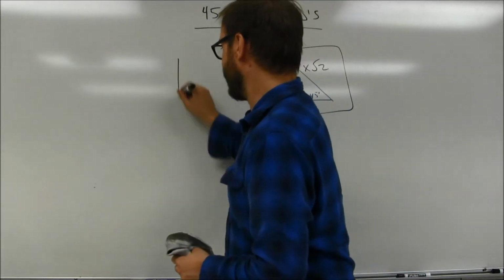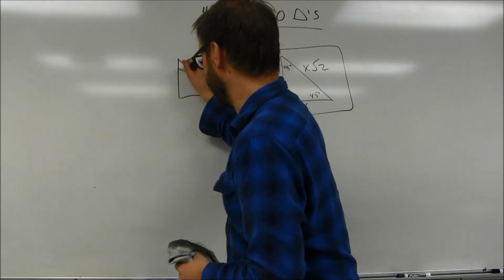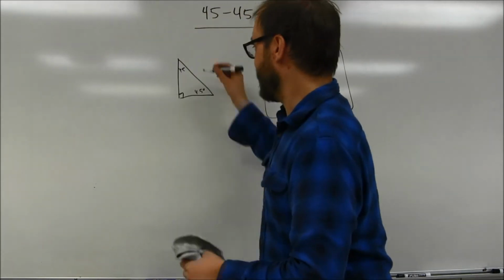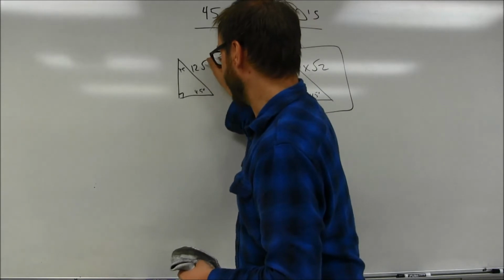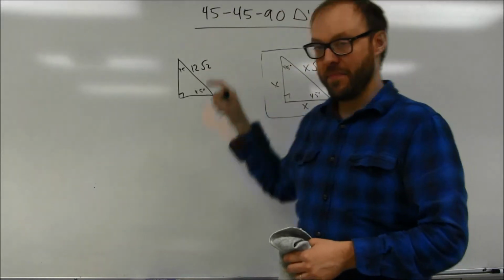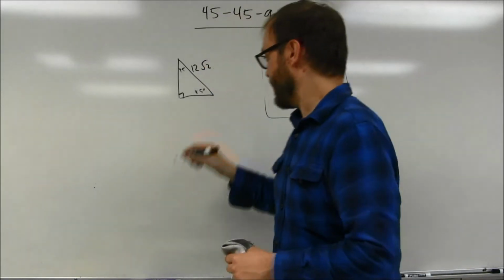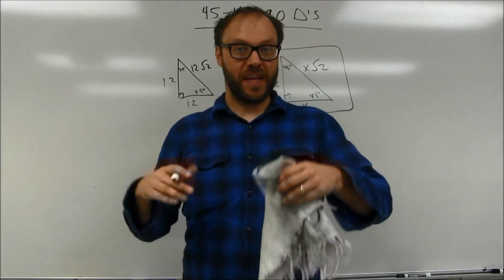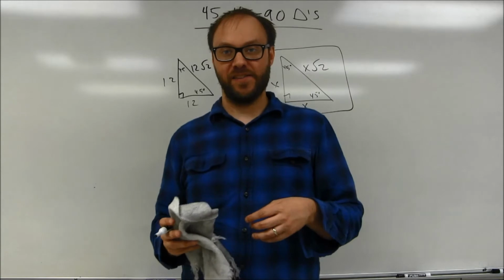If I have an isosceles right triangle, and I'm told I've got those 45-degree angles there, or that it's isosceles, say I have a side length of 12 radical 2. What got multiplied by radical 2 to be 12 radical 2? Well, 12. Those are going to be my 2 missing side lengths. So it can be really quick and it can be really easy.